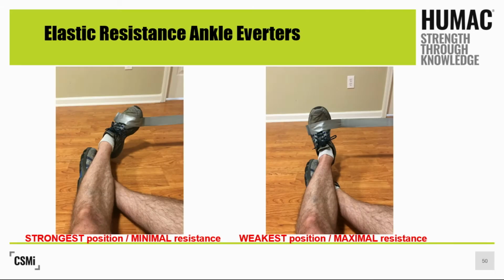In the picture on the right, I've now everted my ankle, pulling the band into maximal resistance for the range. But in this position, the everters are at their weakest point. And since we want our patients working the entire range of motion, we set the elastic resistance to match that weakest point. So bands are inexpensive, but they can't maximally strengthen the ankle muscles to the highest capacity like an accommodating resistance isokinetic exercise can.